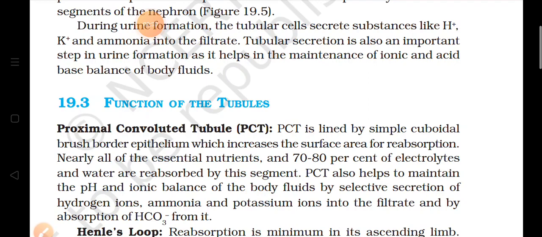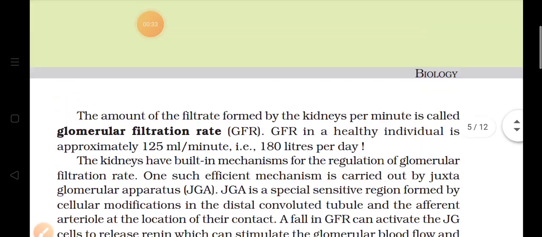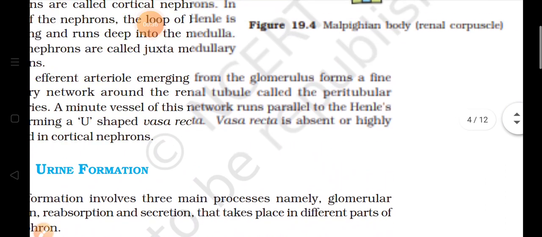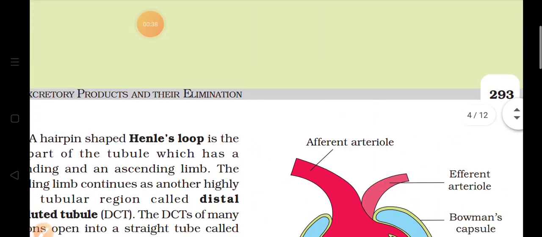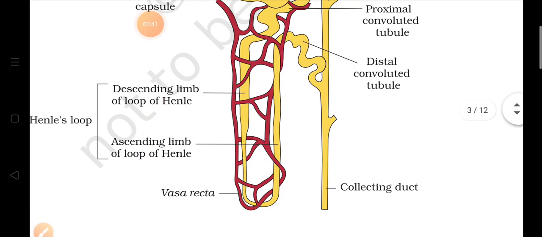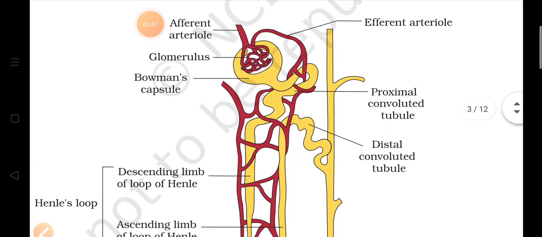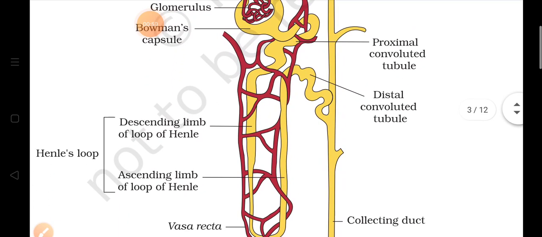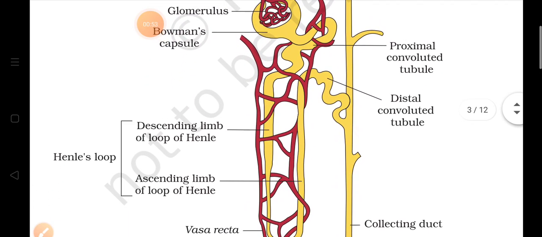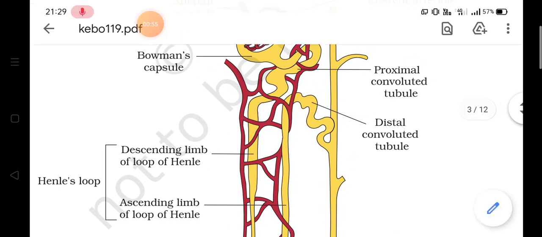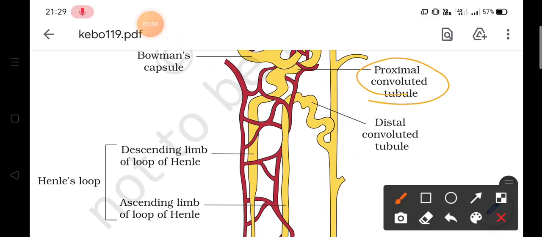Henle's loop. So now in this class we will study the structure and functions of all these structures: PCT, DCT, and Henle's loop. As you can see in the diagram, this is the structure of a nephron, and here you can see the distal convoluted tubule and the proximal convoluted tubule. This is the proximal convoluted tubule, which is going downwards. Then there is the distal convoluted tubule, and then there is Henle's loop, which forms a U-shaped structure.